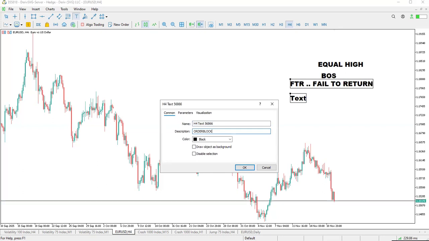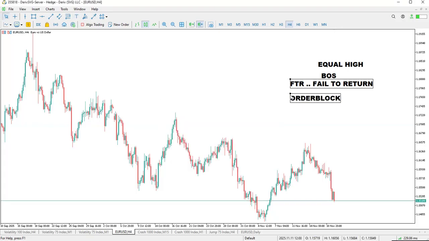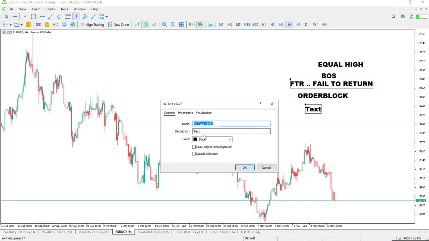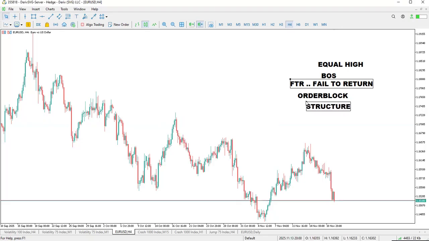And then also be aware of your structure, what the market is doing. Know your structure, that is downward or upward, whatsoever it is. So know the structure of the market that you are trading. It's good to understand structure. After you have listed all these things out, we have the fail to return, BOS, equal high, order block, and structure.